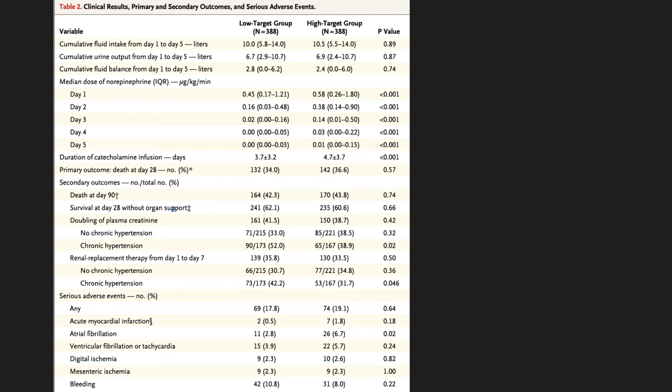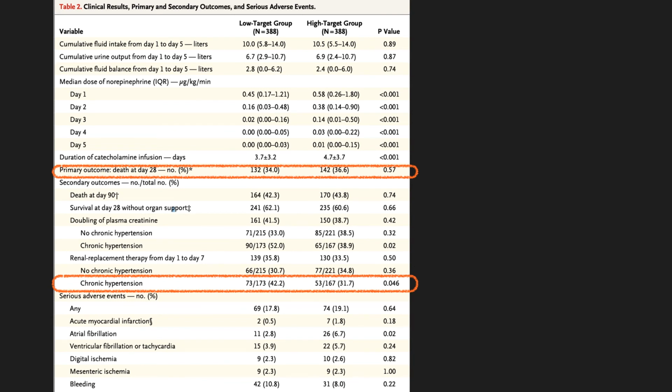And then looking at the outcome, I know the words may be a little bit small, but I will guide you through it. So the primary outcome is death at 28 days, and there's no difference between the low target group and the high target group. So that's why we say that most patients can have a MAP goal of 65 to 70. But I understand that in this trial, most patients in the low target group have a MAP of 70 to 75.